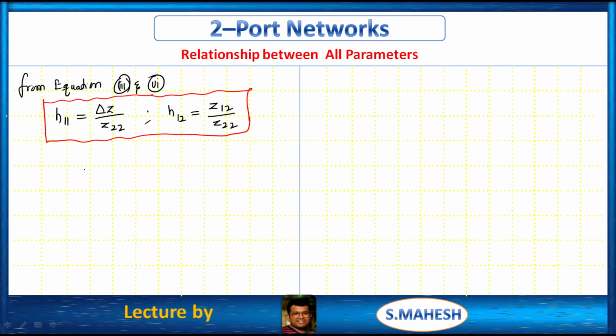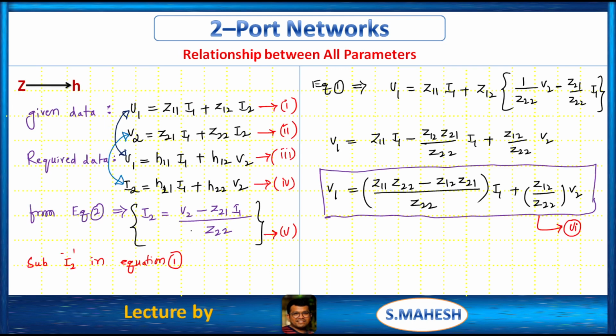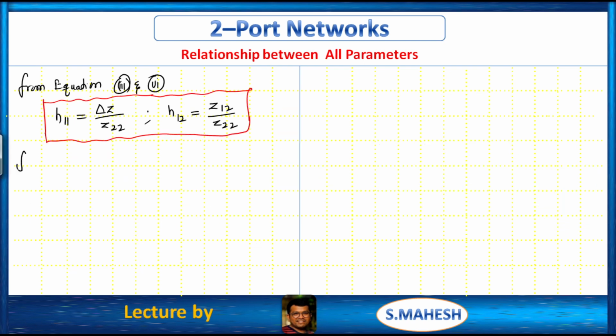Now it's clear. Now to get the remaining two parameters H21 and H22, from this I2 equals 1 by Z22 V2 minus Z21 by Z22 I1. This is equation 4. If we compare equation 4 and equation 5, I2 equals minus Z21 by Z22 I1 plus 1 by Z22 V2. Then from equation 4 and 5, H21 is nothing but minus Z21 by Z22. H22 is 1 by Z22. That's it.